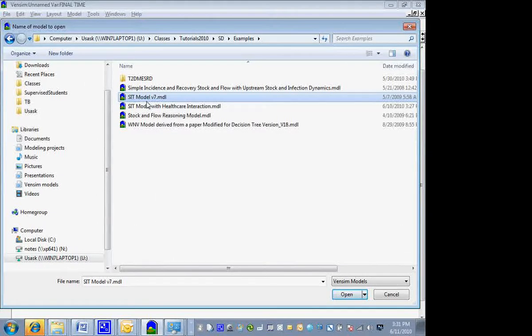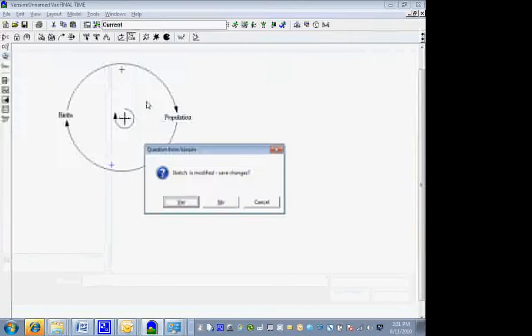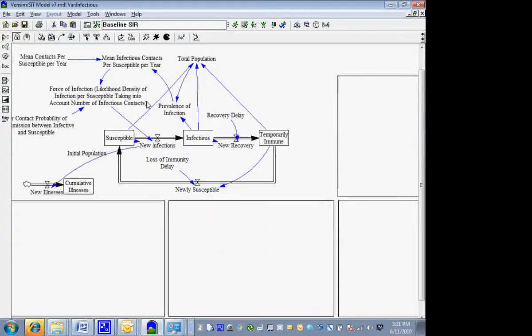Anyone want to say, what does SIT stand for? This is not a model of sitting behavior. What is it? An ergonomic model? Susceptible, infected, and temporarily recovered is what it stands for. Okay, hey, there we have a model.